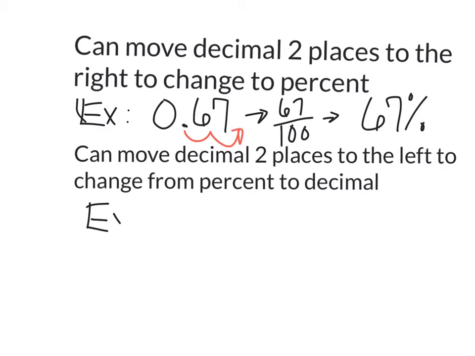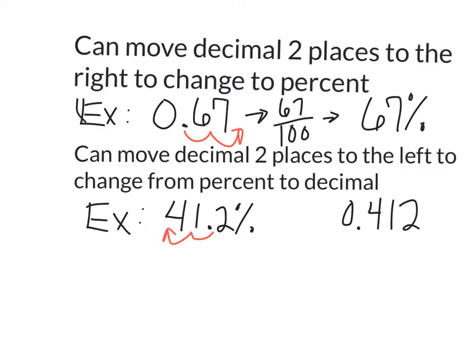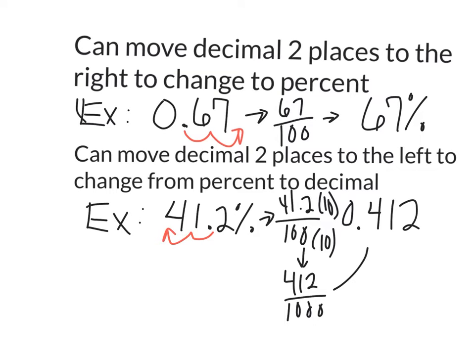And then the second way here, what I'm talking about is if you have a percent, let's say we have 41.2%, and I want to change that to a decimal. As a decimal, you can move your decimal 2 places to the left, which would be 412 thousandths. And that one you could say, well, it's 41.2 out of 100. And then if you multiply both of those by 10, that would be 412 out of 1,000, which is 412 thousandths.